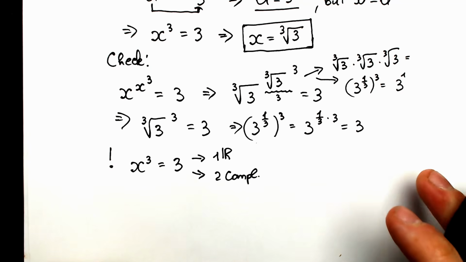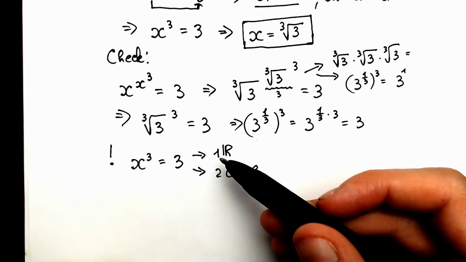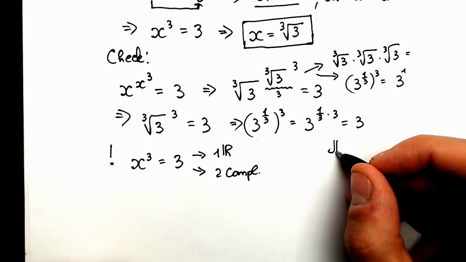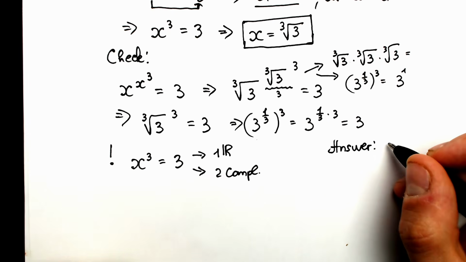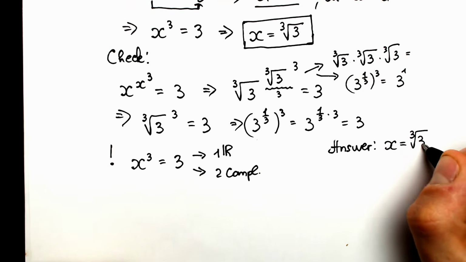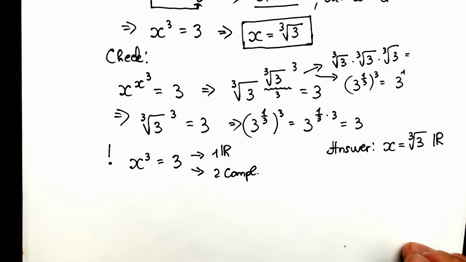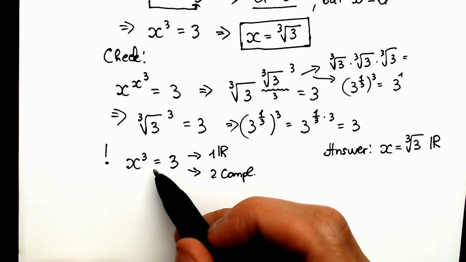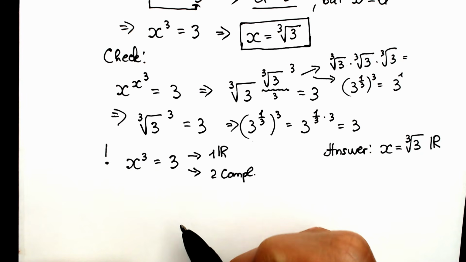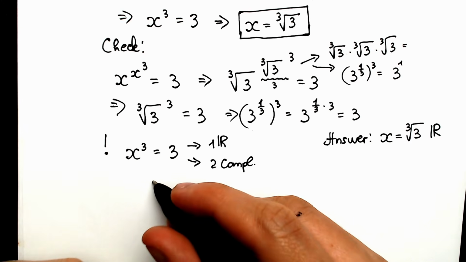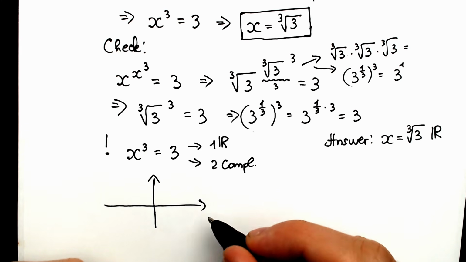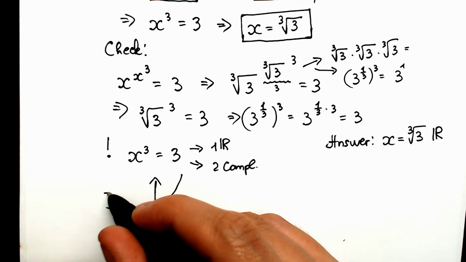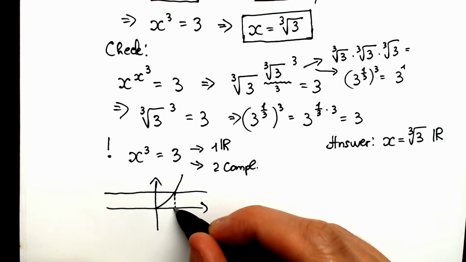So this is not a full solution in terms of both real and complex numbers. Our answer x equals the cube root of 3 is our real number root. If you want to solve this question completely, you just have to find these two complex roots. If we draw a graph quickly, everyone agrees that x cubed looks something like that, and y equal to 3 looks something like that. So basically we have only one real number root.